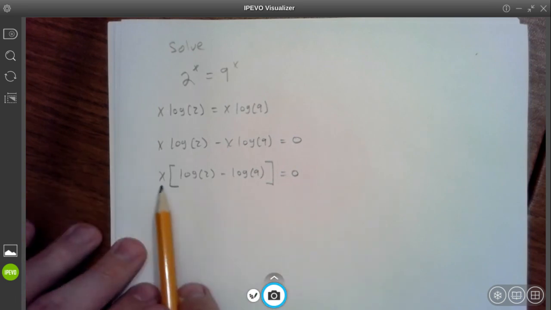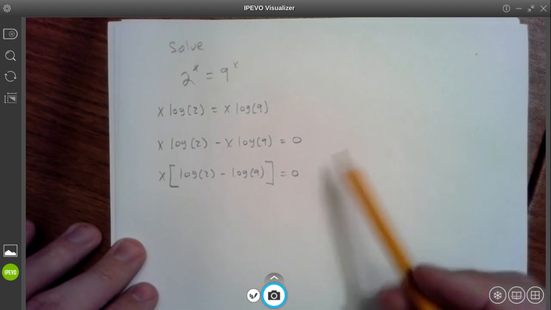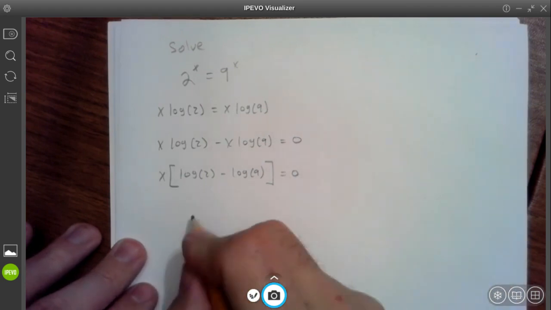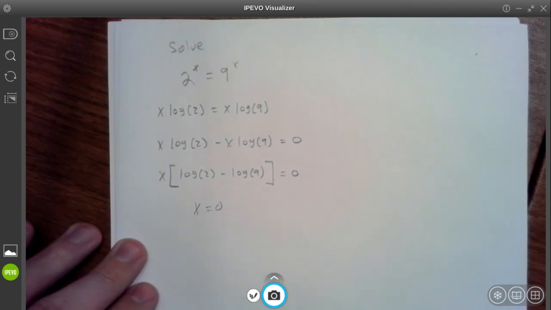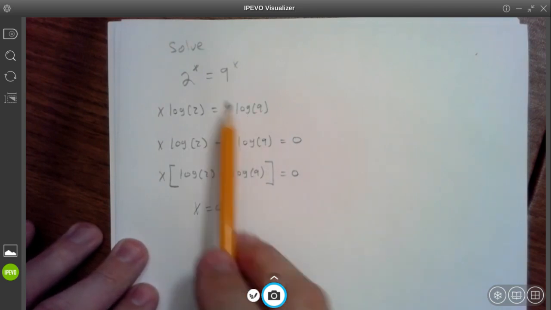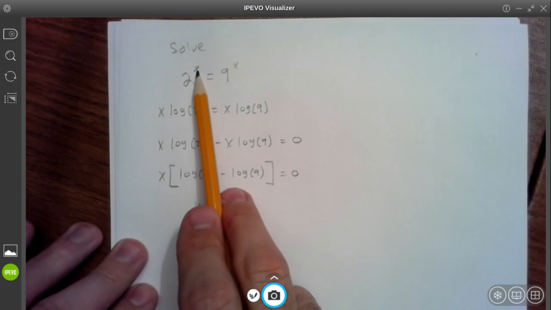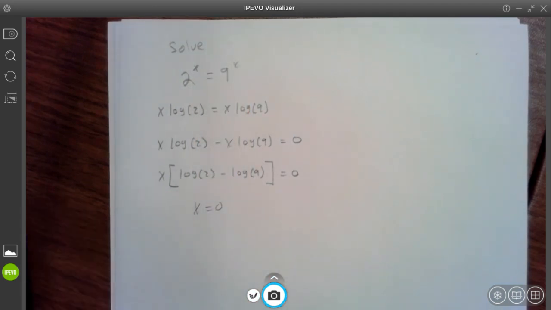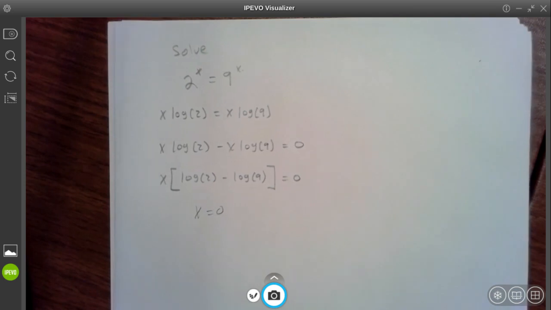Well, we know that if x is a factor, 0 is the solution. If you do 0 divided by all of this stuff, you're just going to get 0. All right, that's going to be your answer. And it checks out because 2 to the 0 and 9 to the 0, both of those are equal to 1. So that's why the answer is 0.